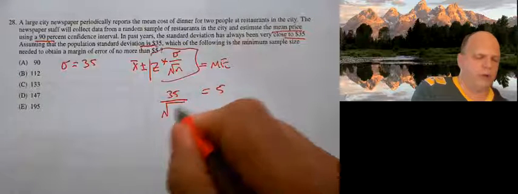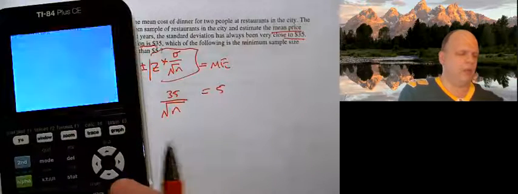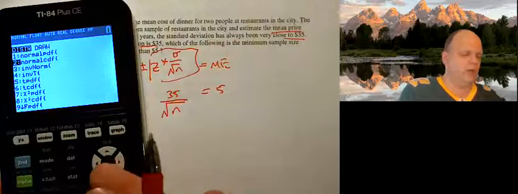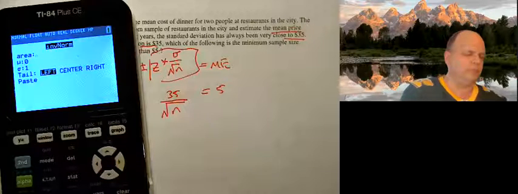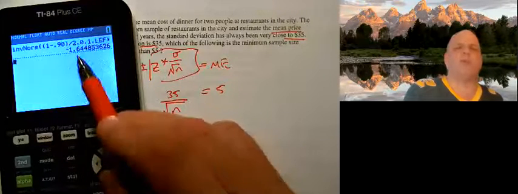We know we're looking for n, so we need to go calculate our Z star. So second vars, inverse norm, parenthesis, 1 minus 0.90 because it's a 90%, divided by 2, mean is 0, standard deviation of 1, and we're going to get 1.645.